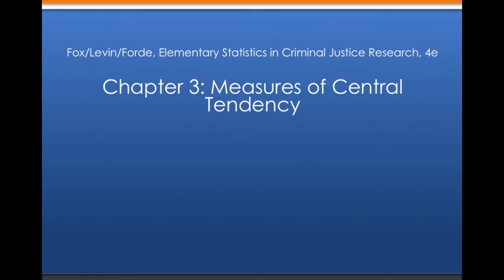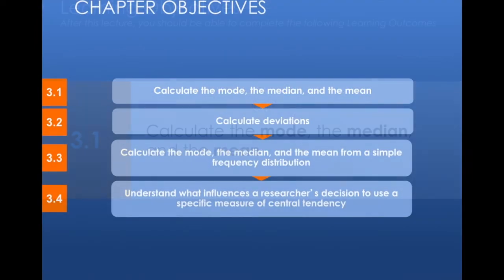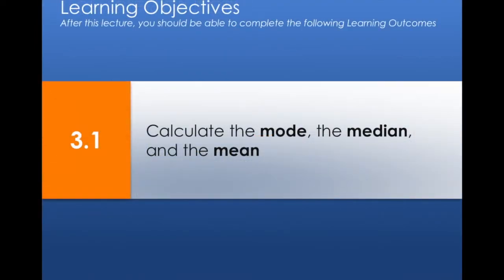Okay, chapter 3 is going to talk about what we call measures of central tendency. Where does our data tend to cluster? So the first one we're going to talk about is the mean, median, and mode. And you should be familiar with all three of these concepts.